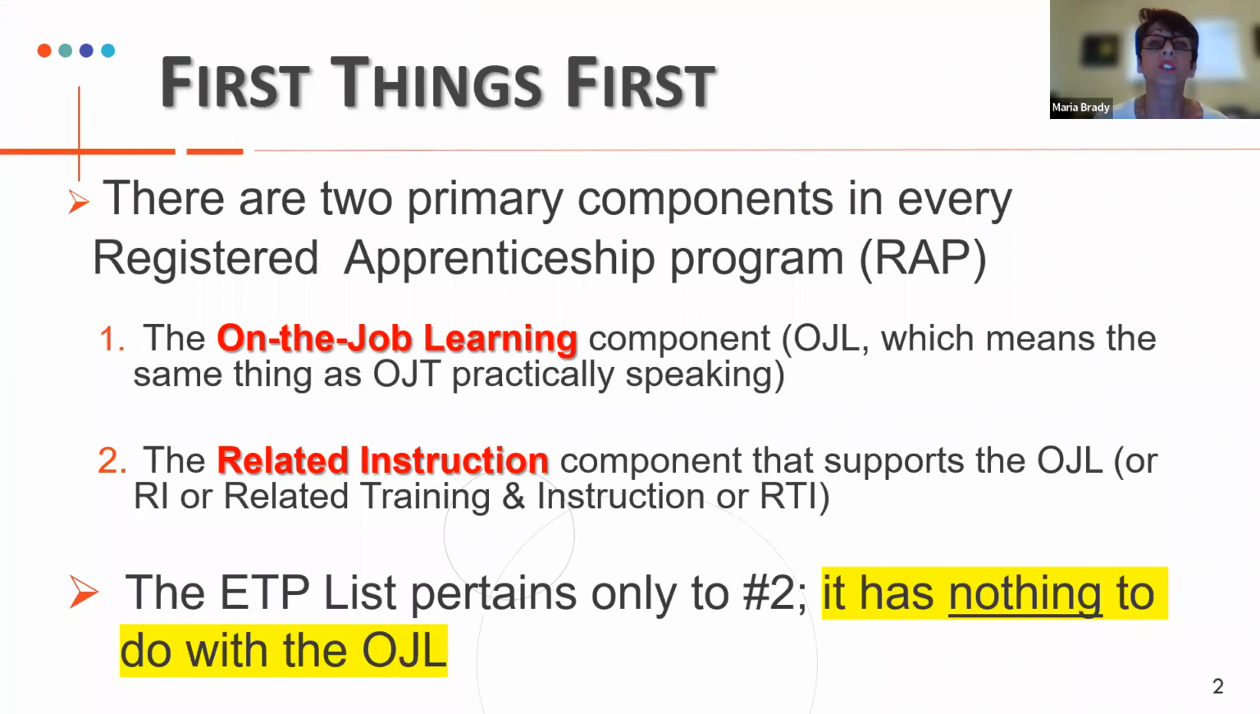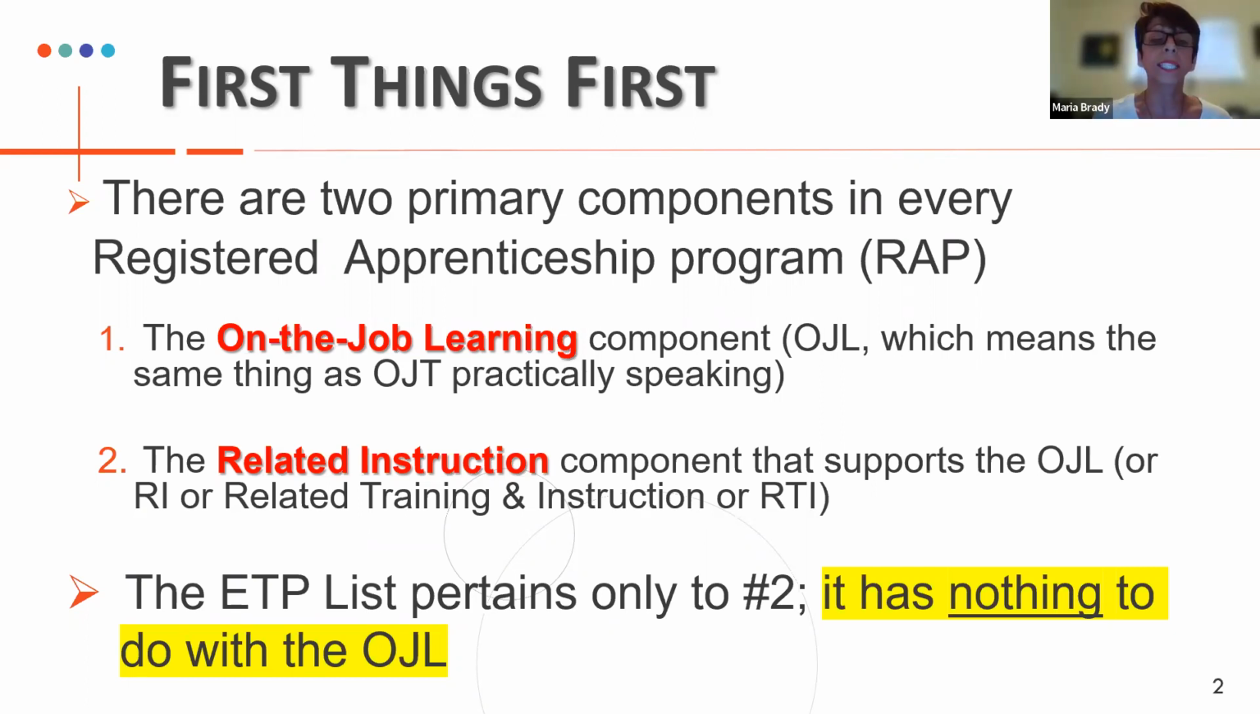Okay, before we get started, first things first, there are 5 components to every registered apprenticeship program, right? We have an employer. You can't have a registered apprenticeship program without an employer. We have structured on-the-job learning with mentoring. We have the related instruction that supports the on-the-job learning. We have progressive wage increases, and then we have that national occupational credential. Now, of those 5, the 2 primary components are the on-the-job learning and related instruction.